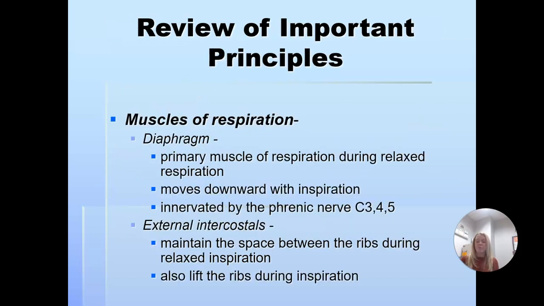The muscles of respiration: your diaphragm is one of the major muscles, probably the primary muscle of respiration during relaxed, normal breathing. It moves downward with inspiration, and it's innervated by the phrenic nerve, which is C3, C4, and C5. Again, you may have talked about that a little bit in neuro with your different spinal cord levels and how that can affect the diaphragm and breathing. Your external intercostals maintain the space between the ribs during normal breathing. They can also lift the ribs during inspiration.